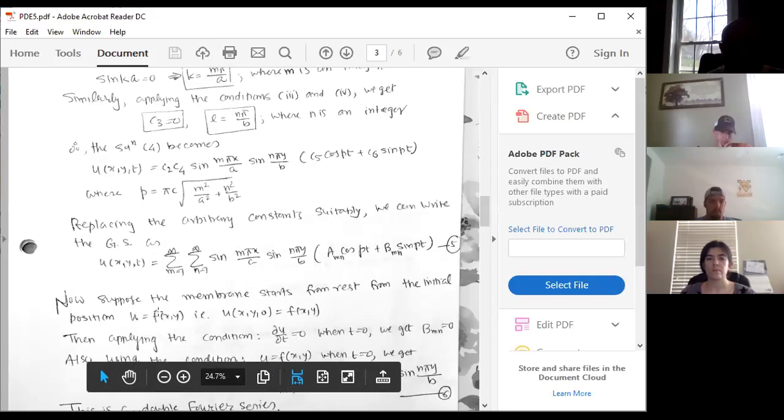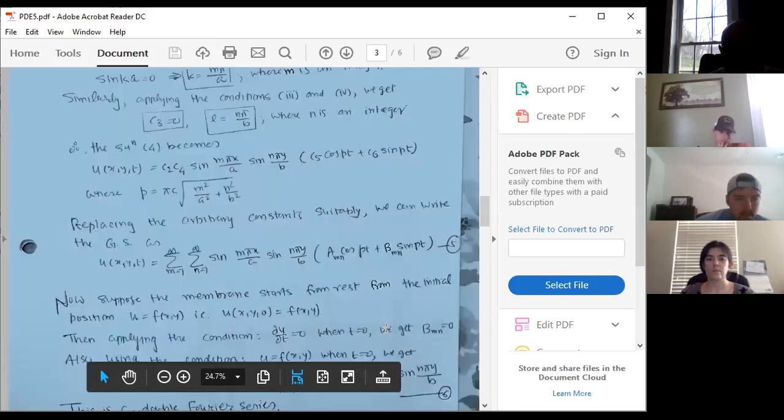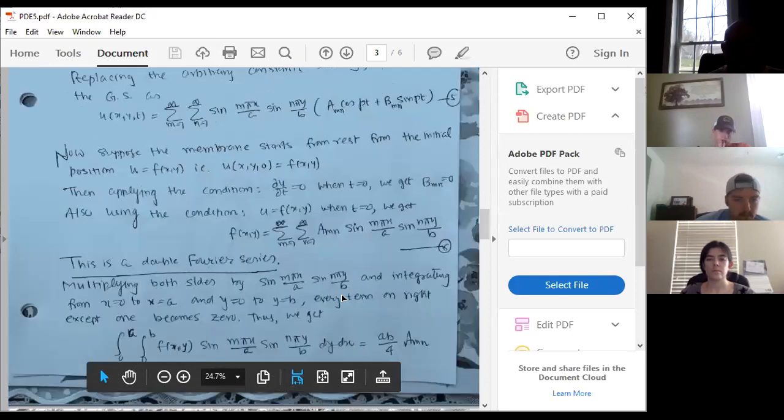So u at t equal to 0 is f of xy, that is u(x,y,0) equal to f(x,y).